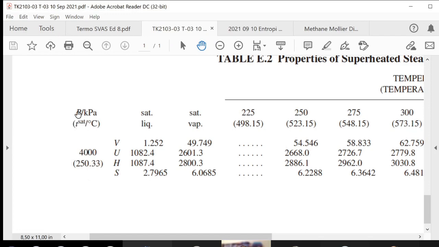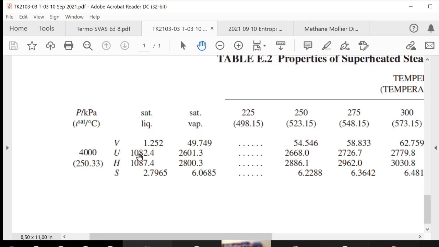Therefore, it is written as T-sat. What is it in Kelvin? You just add 273 in order to get the Kelvin. But over here, it is written as Celsius. And then we have saturated liquid, saturated vapor, and the properties of specific volume, specific internal energy, specific enthalpy, and specific entropy.